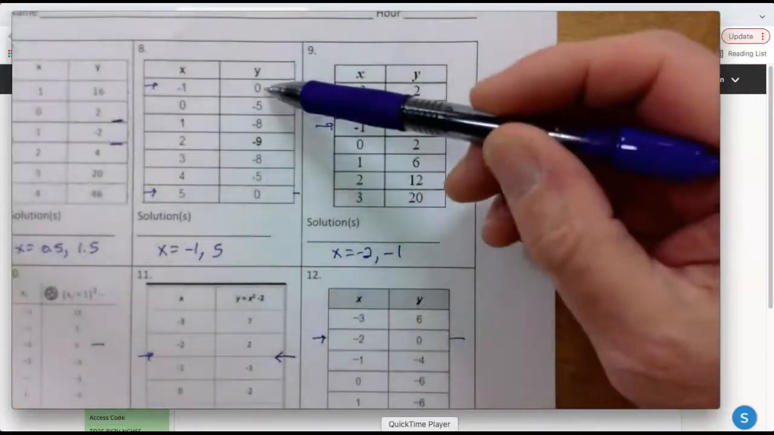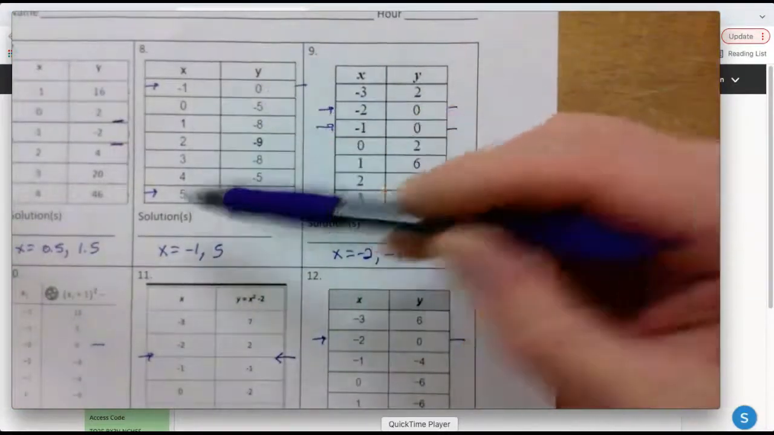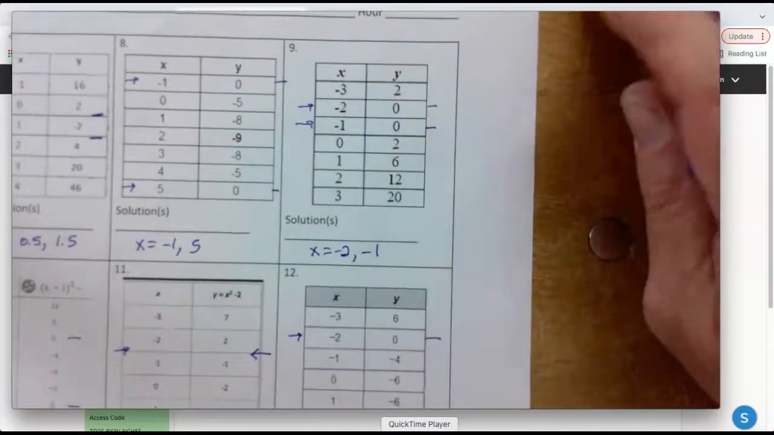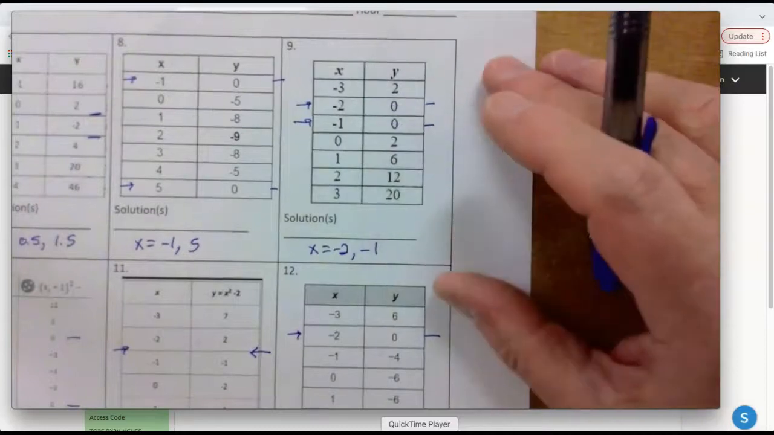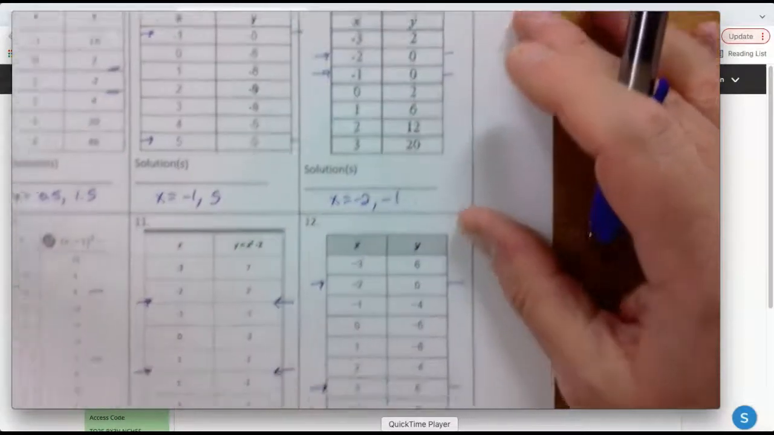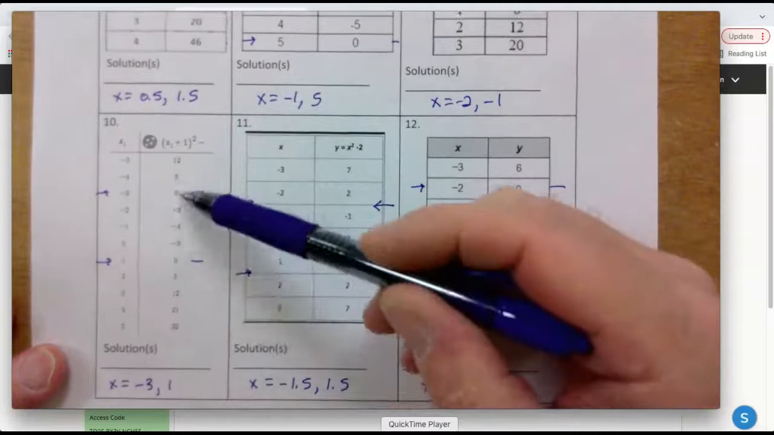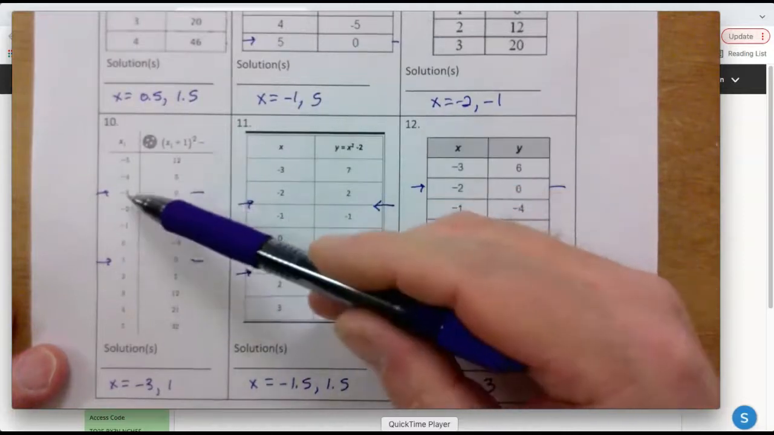All right, this one, the 2 zeros are already marked. Just take them, negative 1 and 5. Here again, the 2 zeros are already marked. Just take it, negative 2 and negative 1. Same with this one, the 2 zeros are already marked. All right, so I got negative 3 and 1.